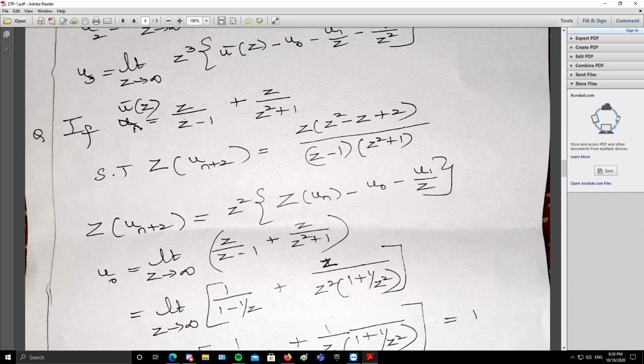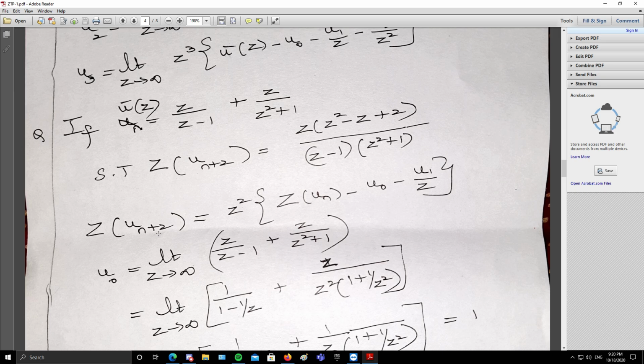If u bar of z equals z by z minus 1 plus z by z square plus 1, show that Z of un plus 2 is this expression. See, in previous problems, we were given the nth term and we found the z transform. But here, you are given the transform. U bar of z means you are given the z transform. You are asked to find Z of un plus 2.